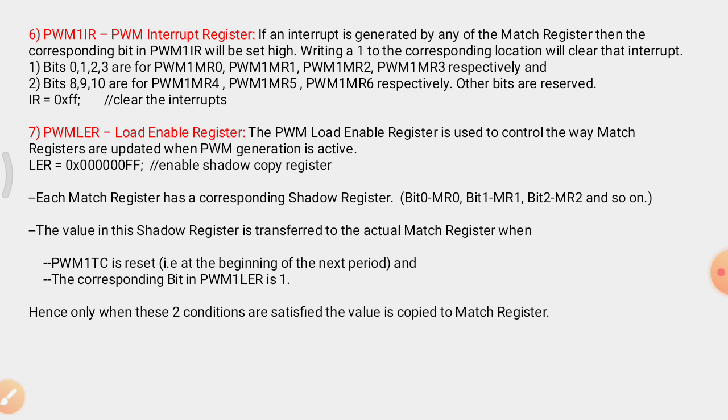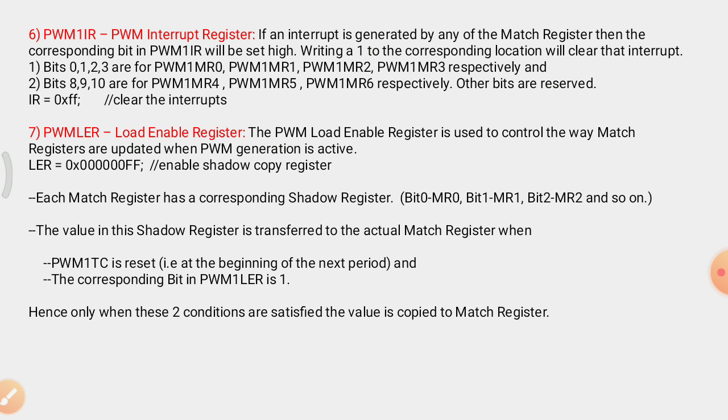Then another important register is LER, the load enable register. This is a register which is used to control the way the match registers are updated. If you put some value directly into the match register, it will not be updated. They have to be updated by using the LER register. So here we are putting LER equal to 0x000000FF. That is, we are enabling all the MR shadow copy registers.